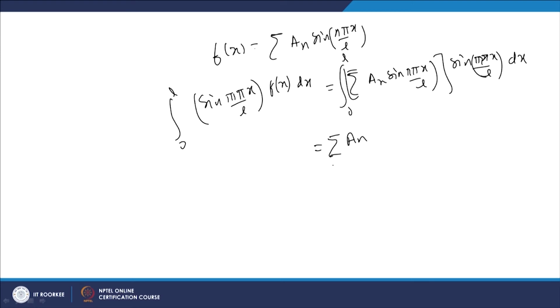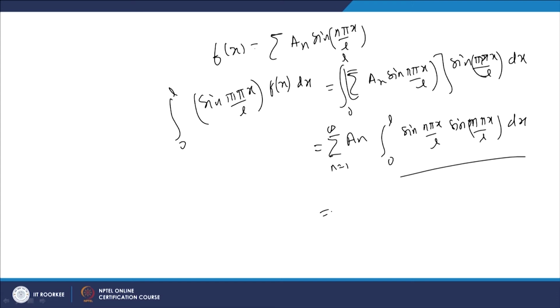So, we can write it here, n equal to 1 to infinity, a n, 0 to L, sin n pi x by L sin m pi x by L dx. Using the orthogonality, if m is not equal to n, then this value is equal to 0, and when m is equal to n, then this value is coming out to be L by 2.